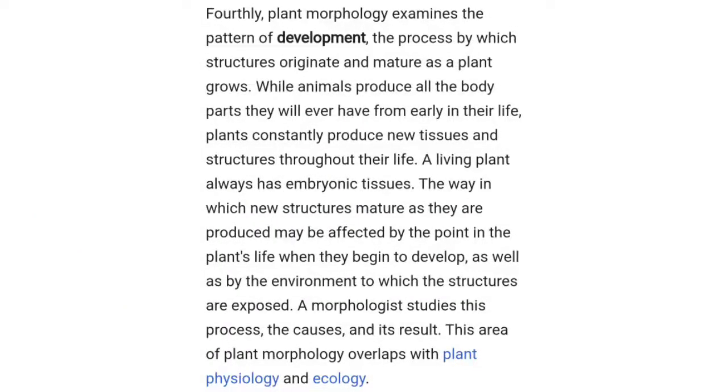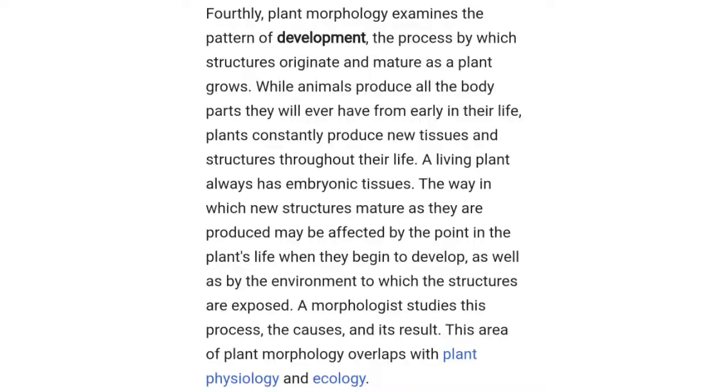Fourthly, plant morphology examines the pattern of development, the process by which structures originate and mature as a plant grows. While animals produce all the body parts they will ever have from early in their life, plants constantly produce new tissues and structures throughout their life. A living plant always has embryonic tissues.